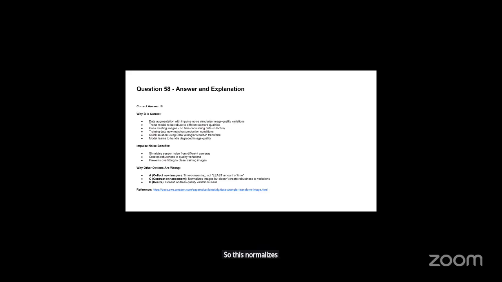The impulse noise benefits: this simulates sensor noise from different cameras, creates robustness to quality variations, and prevents overfitting to clean training images. Why are the other options incorrect? So collecting new images is time consuming. This is not least amount of time. Contrast enhancement, so this normalizes images, but doesn't create robustness to variations. And then resize doesn't address the quality variations issue.